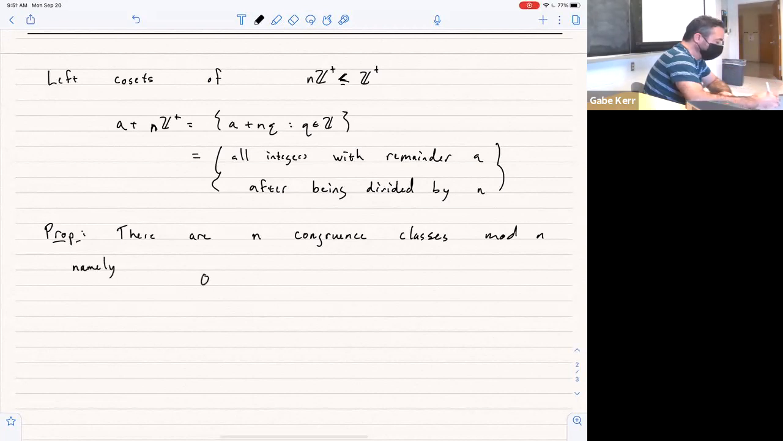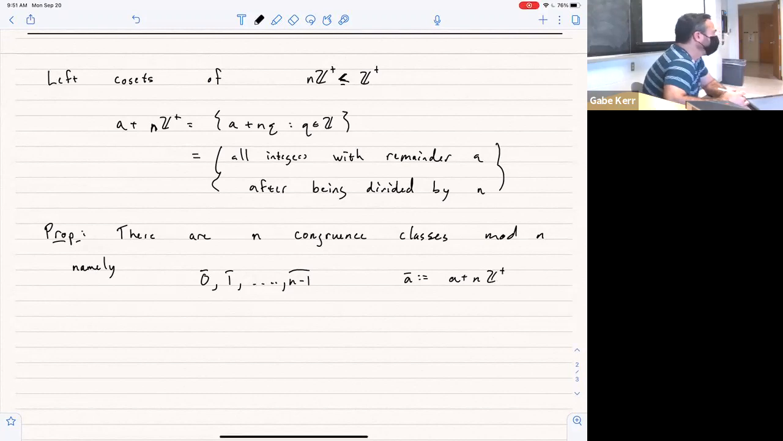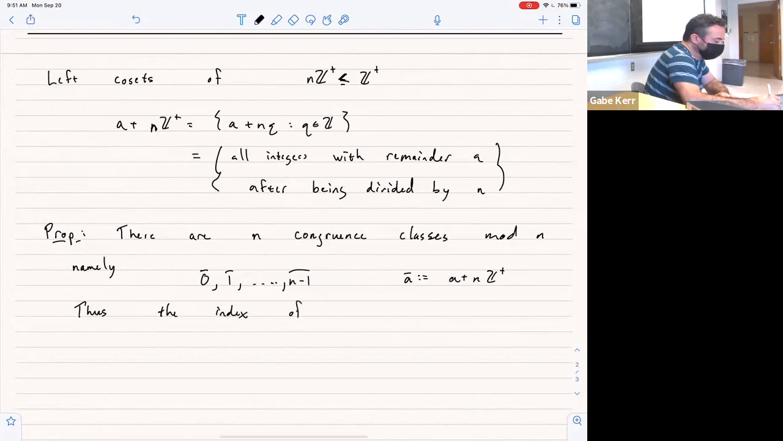Namely 0, 1, to n minus 1. Here a bar is the shorthand notation for a plus nZ, the equivalence class. The proof of this, well, maybe I'll say one other thing. Thus, this is some vocabulary we had last time: the index of nZ in Z.